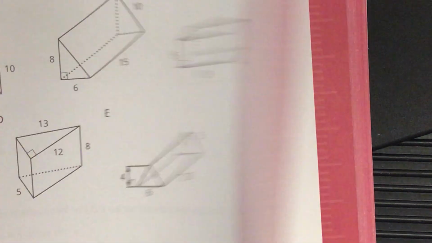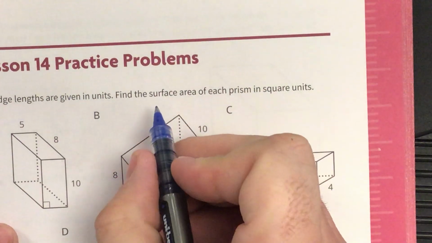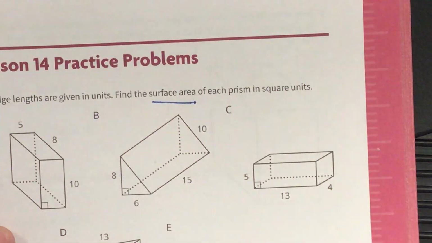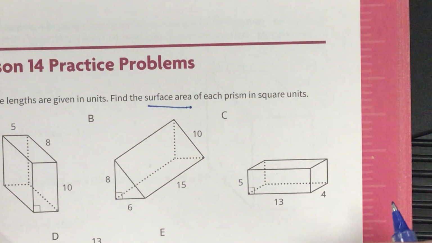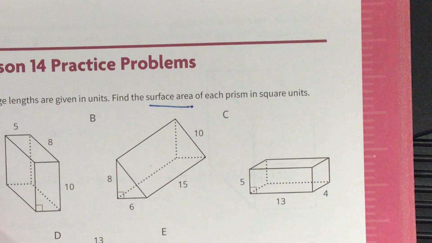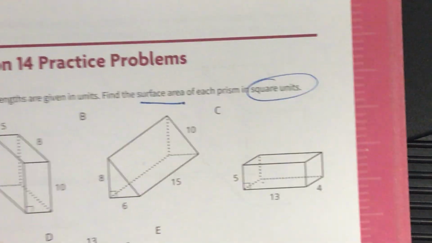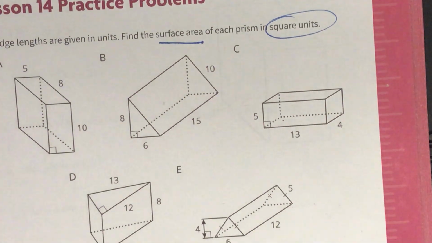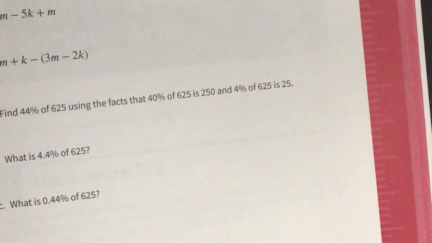Homework, starting on page 115. There are 5 questions there. Make sure you understand if it's asking for surface area or volume. Sometimes both. This one, obviously in the surface area unit, is going to be asking for surface area. Label square units. Again, whatever method you want is fine. Make sure you label. There are 5 answers there. Next page.